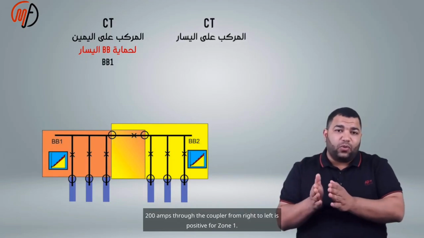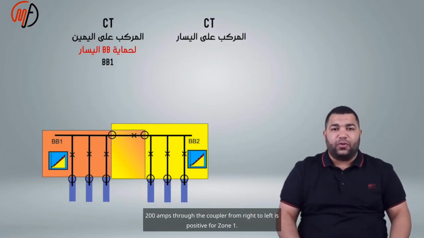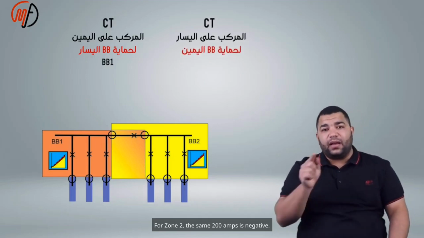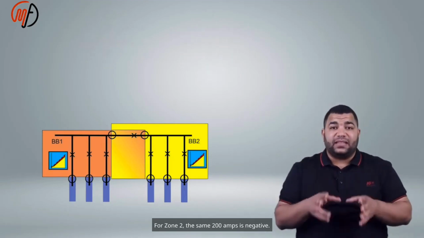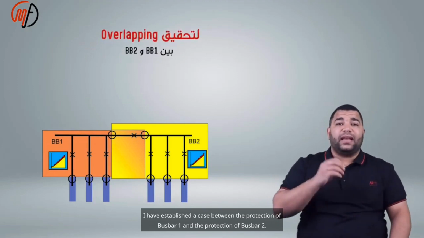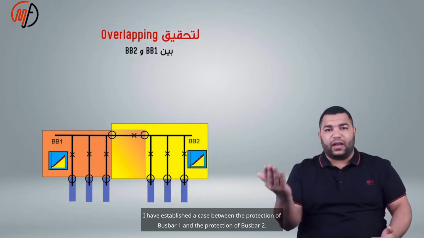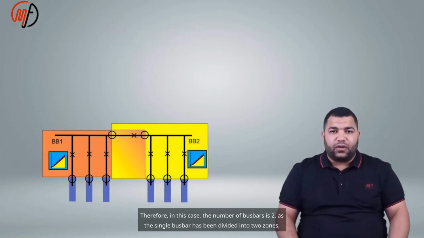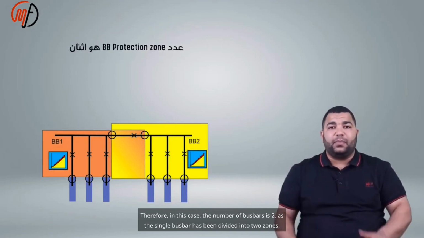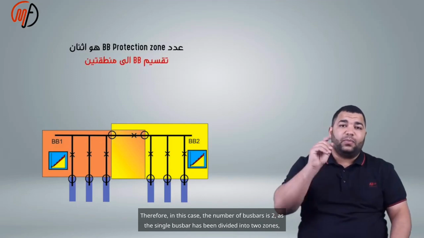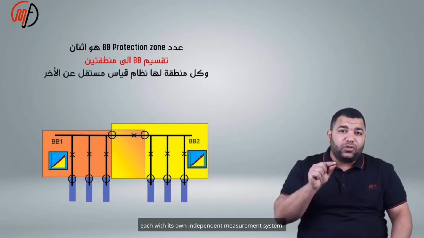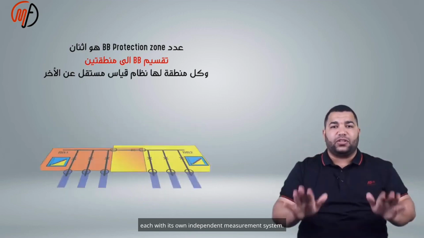Zone 1 is bus bar 1. 200 amps through the coupler from right to left is positive for zone 1. For zone 2, the same 200 amps is negative. I have established a case between the protection of bus bar 1 and the protection of bus bar 2. Therefore, in this case, the number of bus bars is 2, as the single bus bar has been divided into two zones, each with its own independent measurement system.